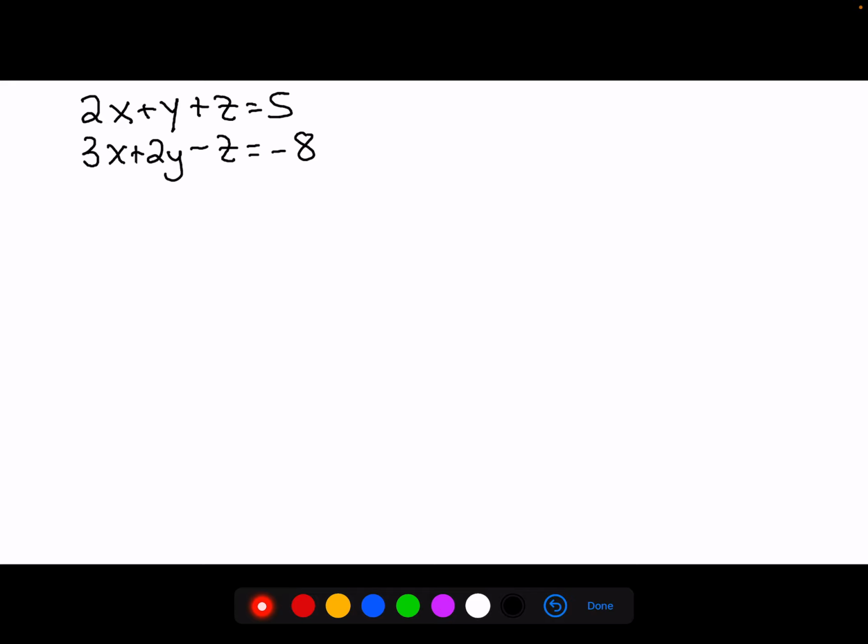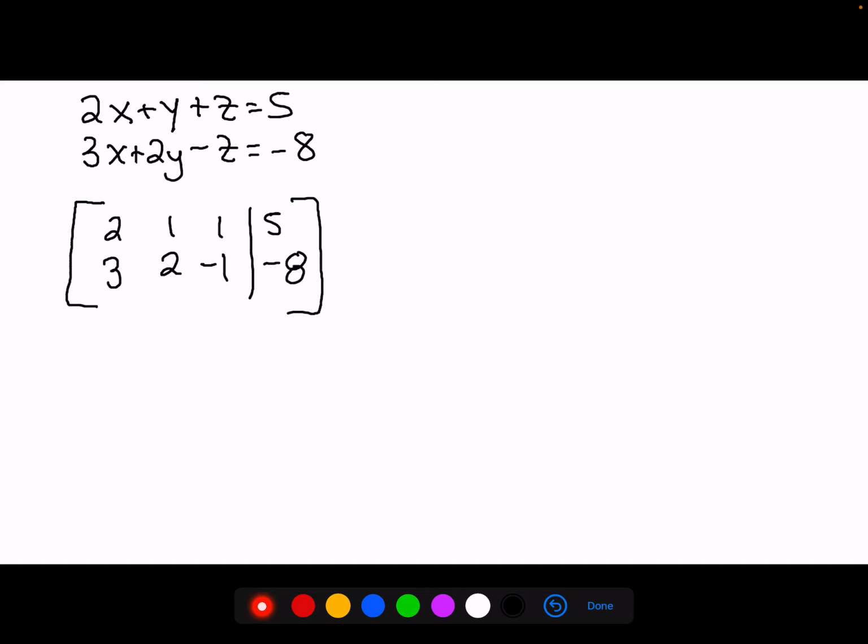I mean, you might be able to right now eliminate z and then try to solve, and you might get some kind of solution to this. But of course, I'm giving you a situation where that doesn't happen, so don't jump to conclusions prematurely. All right, it's going to be 2 rows by 4 columns. We're going to have 2, 1, 1, and then 5 to represent that first equation. And we're going to have 3, 2, -1, and -8 to represent that second equation.